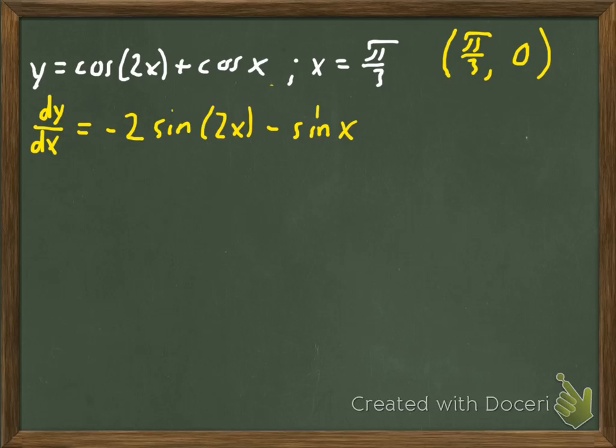And if I want to find the slope of the tangent for when x equals pi over 3, now I need to find out what f prime of pi over 3 is. So, that's going to be negative 2 times the sine of 2 pi over 3 minus the sine of pi over 3.